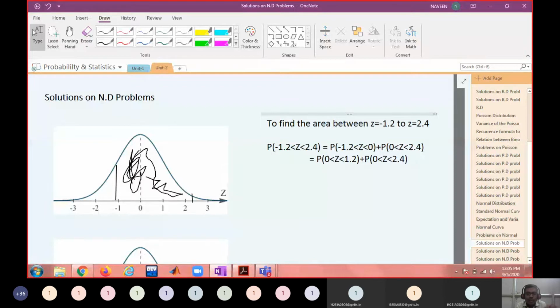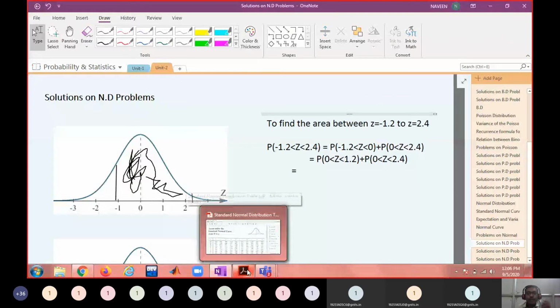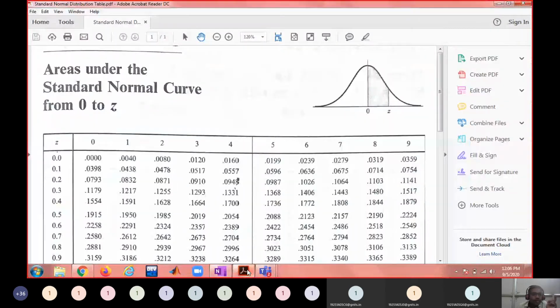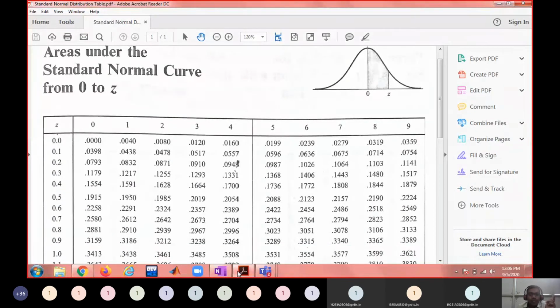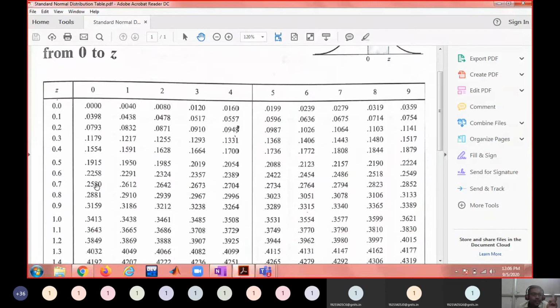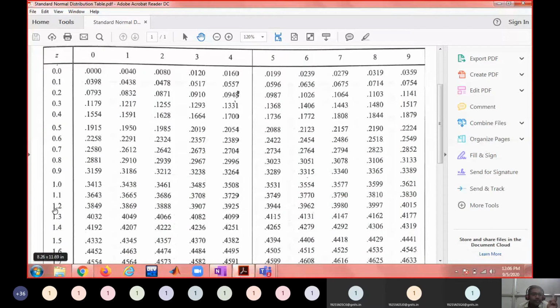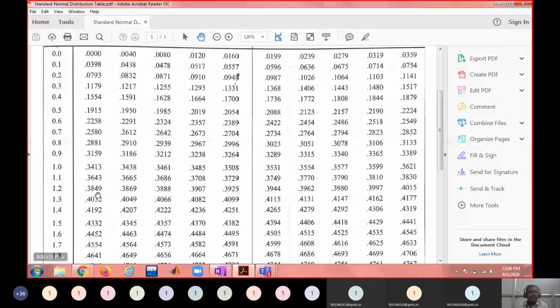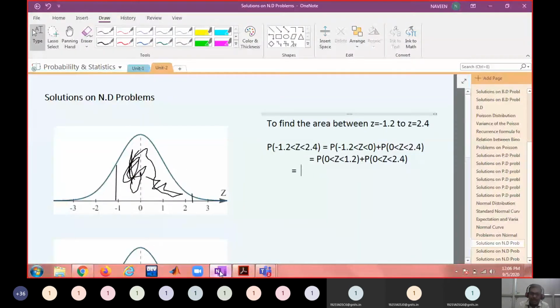Now look at your distribution table and tell me these values. What is the area from 0 to 1.2? 1.2 means 1.20, because when the second decimal is not there, you have to look at 0. Where is 1.2? This is 1.2, 0. So what is the probability? 0.3849.